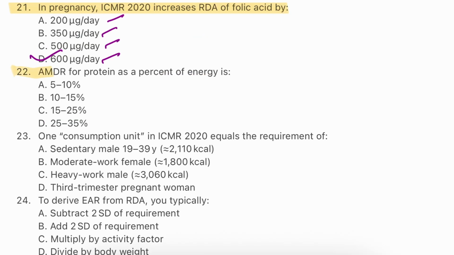Question number 22. The AMDR for protein as a percentage of energy is: 5 to 10%, 10 to 15%, 15 to 25%, 25 to 35%. The answer will be C, 15 to 25%. The AMDR for protein is 10 to 35%, and 15 to 25% aligns with the typical guidelines. So in this case, the answer is C.